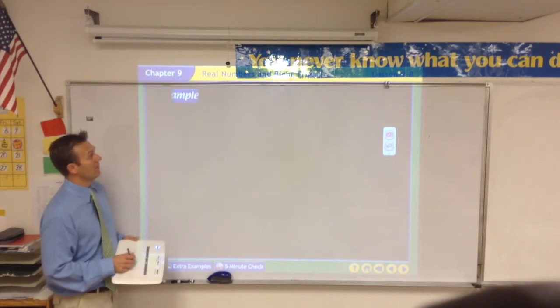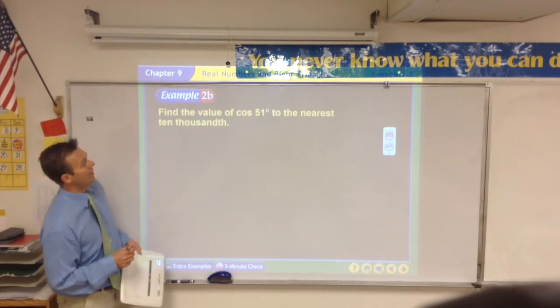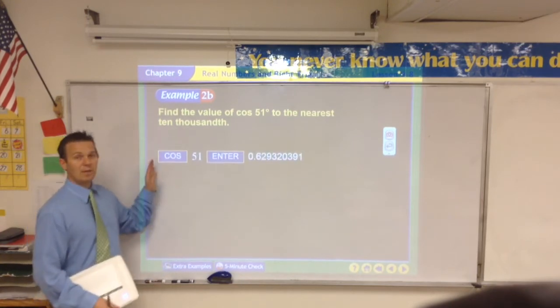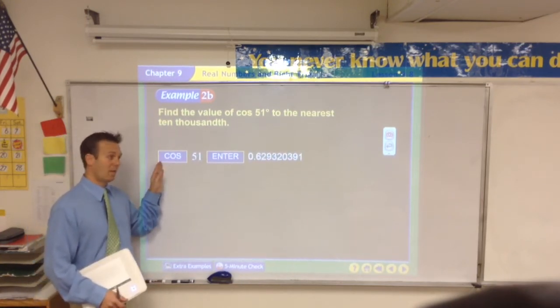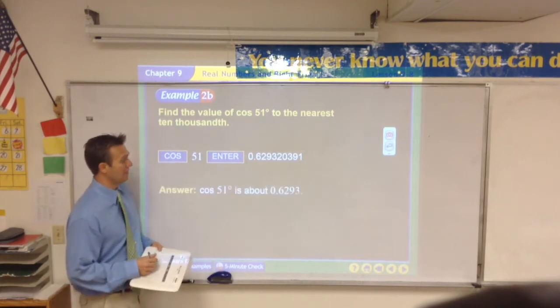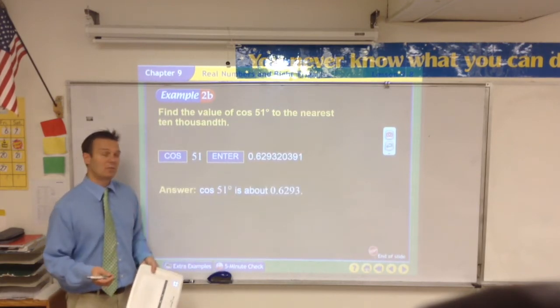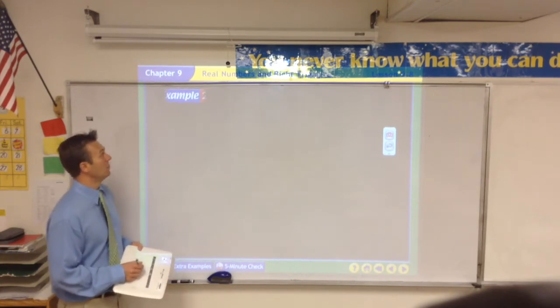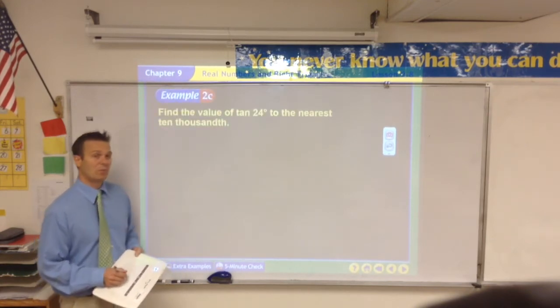Okay, let's have a look at another one. Now this is the value of cos of 51 degrees. So it's the same idea, but this time instead of hitting sine, you're going to hit cos on your calculator. Cos 51, enter, and get this. And then to the nearest 10,000 would be 0.6293. Alright, same idea. And we'll do one more here with tangent of 24.